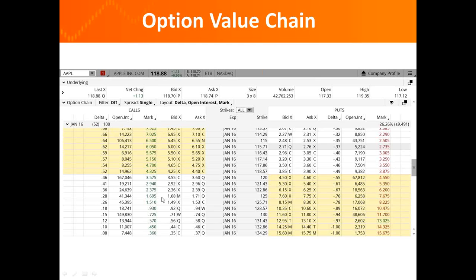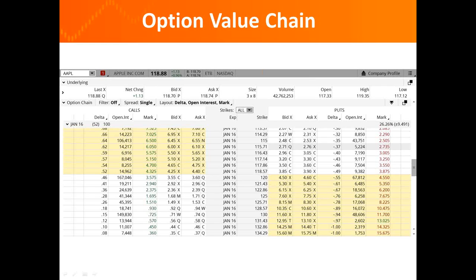Now, on this side, you can see the calls. These are all the calls. On this side, you can see all the puts. You can see the open interest, the number of contracts that are open. This is a delta. Delta is basically, if the delta is 0.55, what that means is for every dollar decrease on the stock, the put option will increase 55 cents.